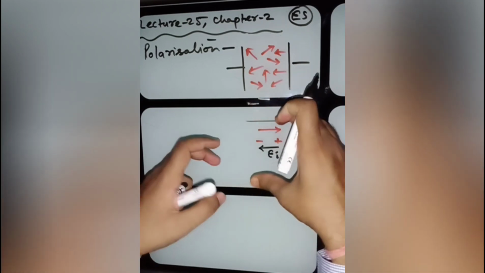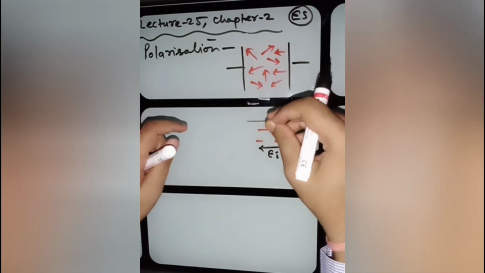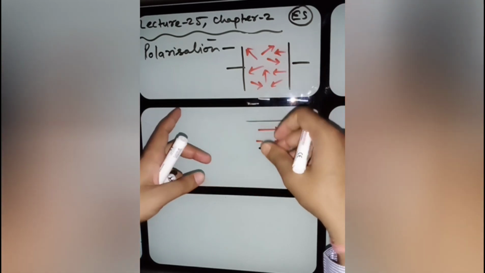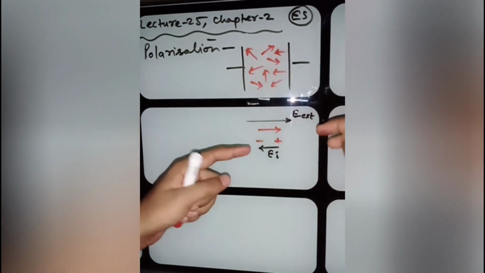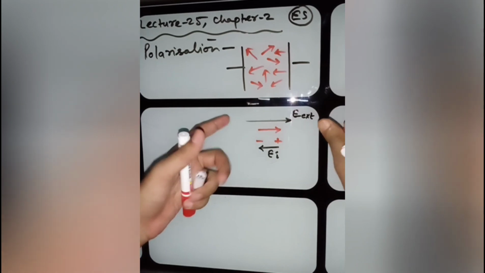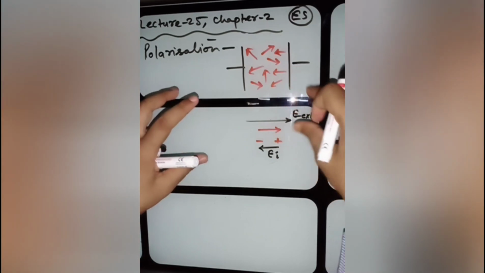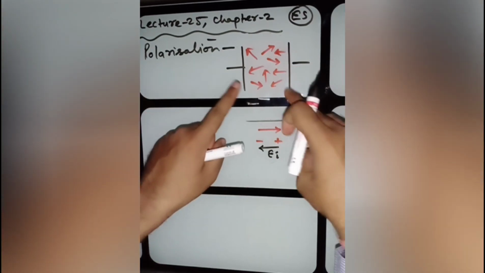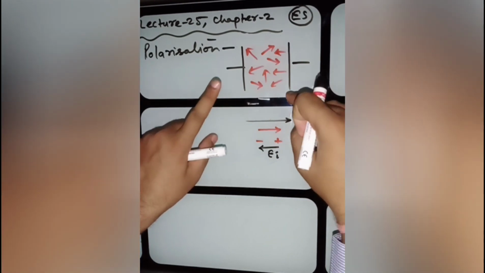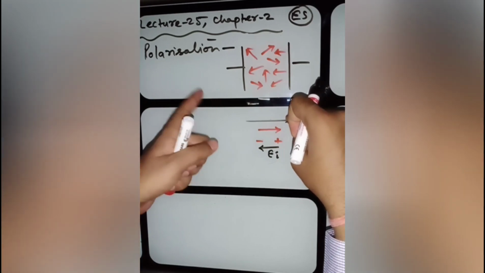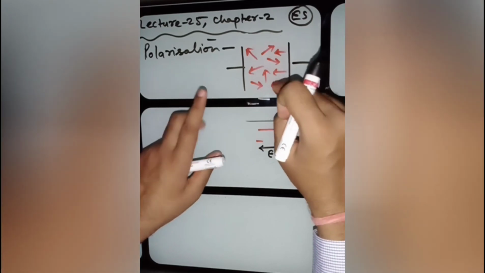Actually, the alignment of the dipole moments of the permanent or induced dipoles in the direction of the applied electric field is called polarization. This is the very simple definition. I'm repeating, you can write the definition, my dear students. The alignment of the dipole moments of the permanent or induced dipoles in the direction of applied electric field is called polarization.